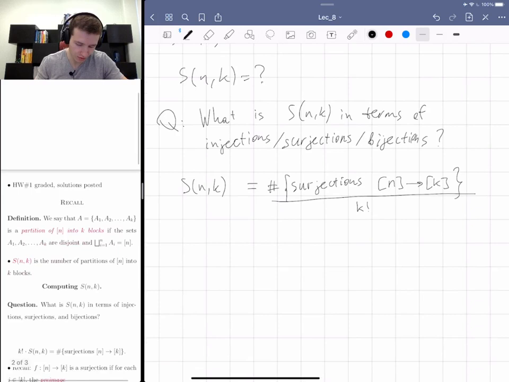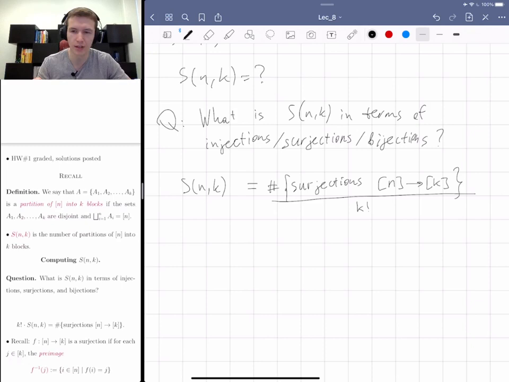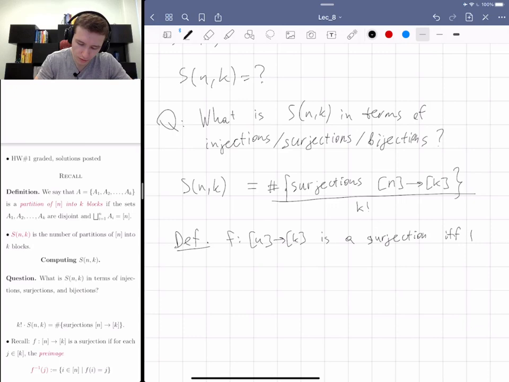Just to write down the proof, I'm also going to use it to introduce some new terminology for us. What is a surjection, first of all? Previously, we've been mostly dealing with bijections and injections, so let me try to state a surjection in a new kind of language. By definition, a map f from bracket n to bracket k is a surjection if and only if, for each j in bracket k, what I previously used to say is that some element of bracket n maps to j. But what I want to say now is that the preimage of j, which is denoted by f inverse of j, is non-empty.